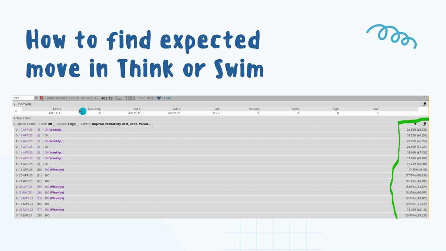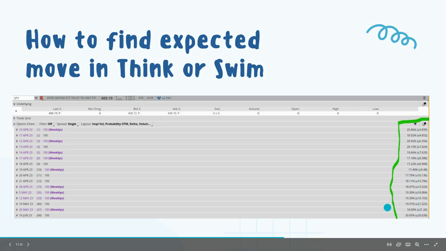So what that means is if you're at 409.19, it's about a 68% chance it will be within 3.8 smaller than that or 3.8 higher than that. Notice as you get further out in expirations, your expected move goes up.